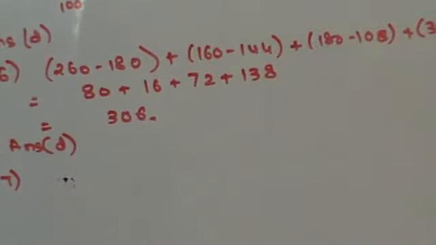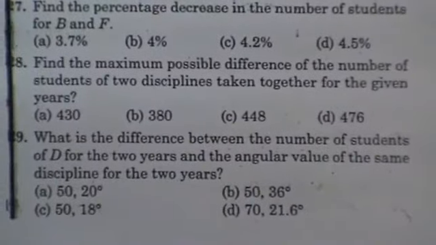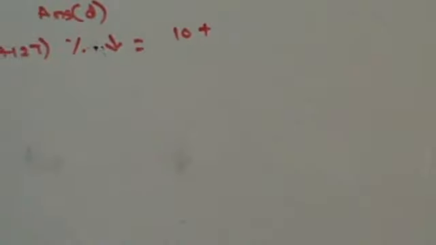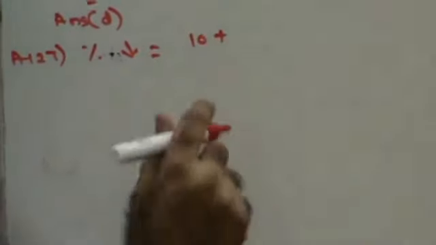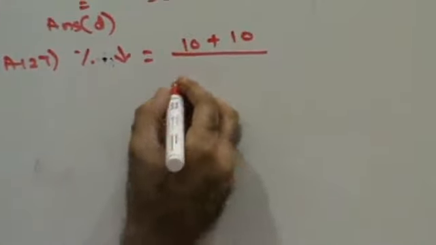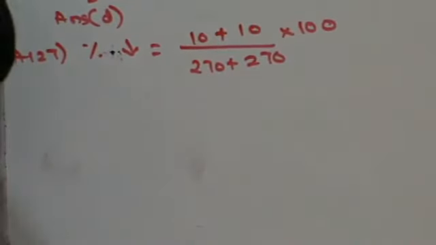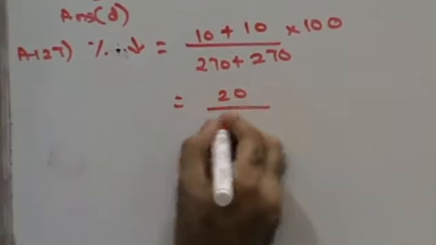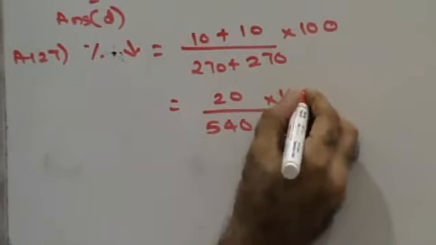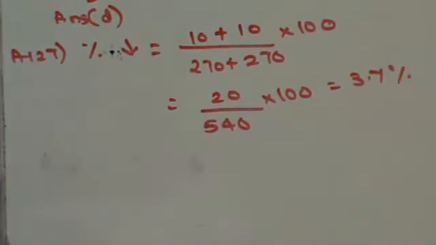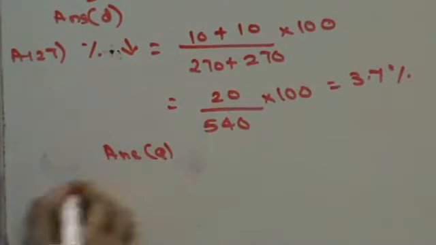Question 127. Find the percentage decrease in the number of students in B and F. B has decreased by 10, from 270 to 260. F has also decreased by 10. So in both cases, the decrease is 10. In B, in 2007 you had 270 students, and in F also 270 students. So this should come to 20 upon 540 into 100, which is 3.7%. The closest answer they gave is 3, so the answer will be A.